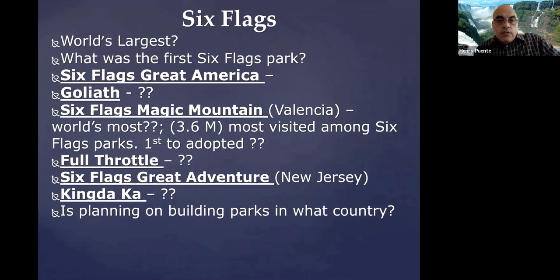And what is the first Six Flags park? It was Six Flags Over Texas in 1961. So again, the first Six Flags park was Six Flags Over Texas. And the name Six Flags comes from the fact that there were six flags that flew over Texas at some point in time.